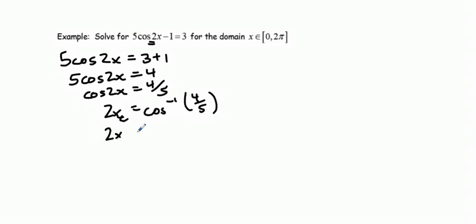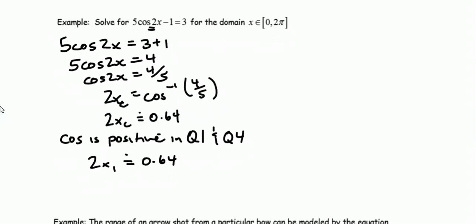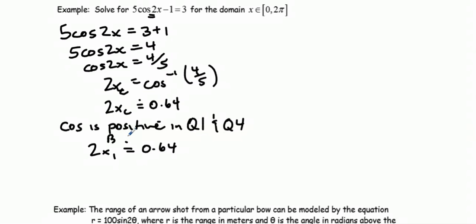So 2x is equal to approximately 0.64. Now, cos is positive because we're looking at the positive values, in quadrant 1 and quadrant 4. Well, this is our quadrant 1 double angle here. So we could say 2x1 equals approximately 0.64. That's like our beta, remember? So we could call it beta as well if that helps. Beta is approximately 0.64.